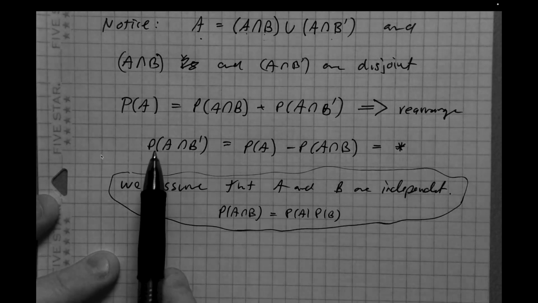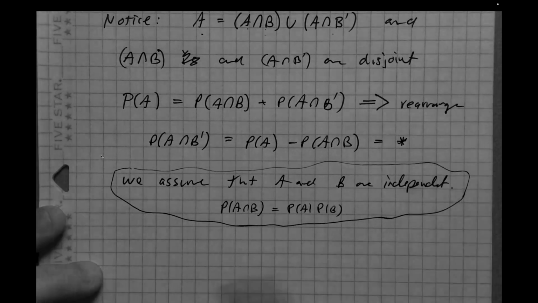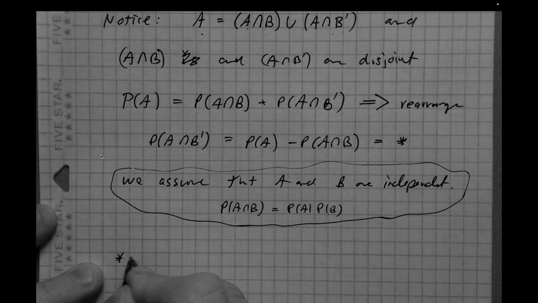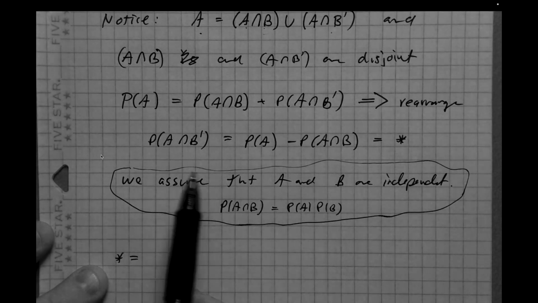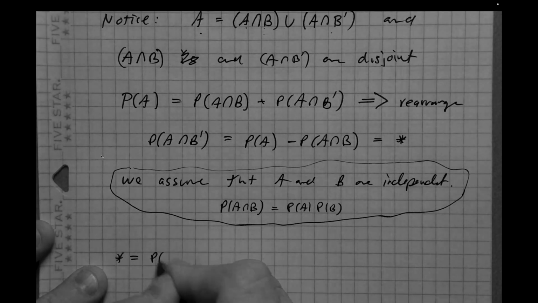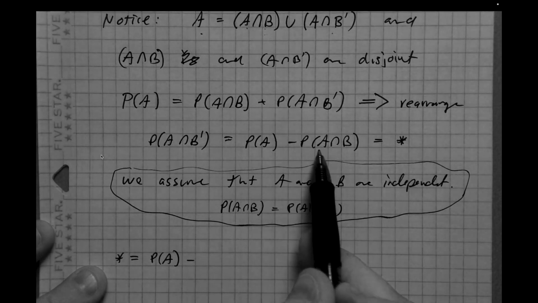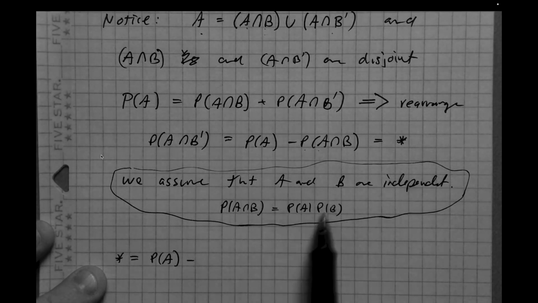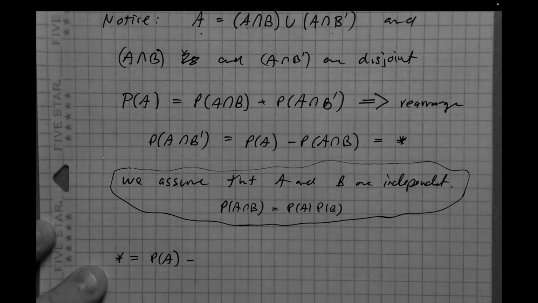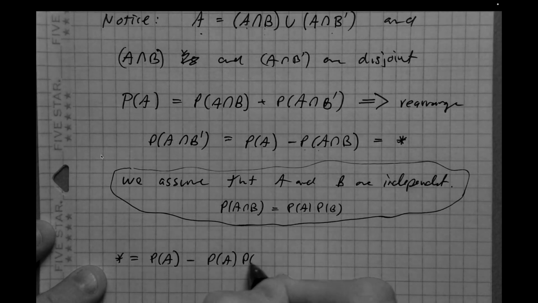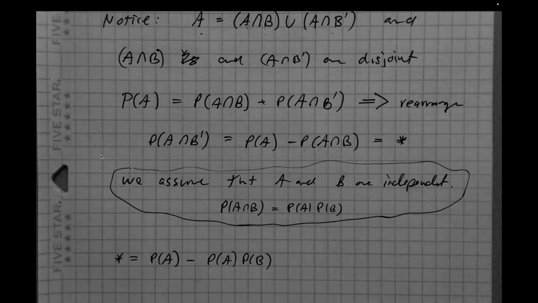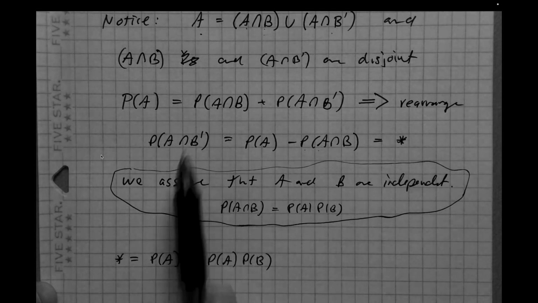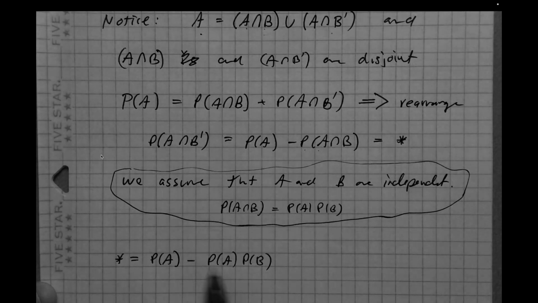And that being the case, let's go back to the thing we left off and rewrite it. So this is equal to the probability of A minus, now instead of the probability of A and B, the probability of A times the probability of B. So what have we got so far? The probability of A and not B is equal to the probability of A minus the probability of A times the probability of B.